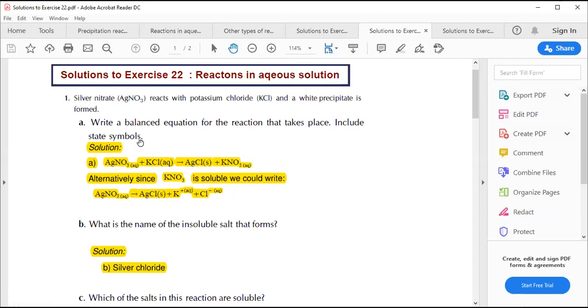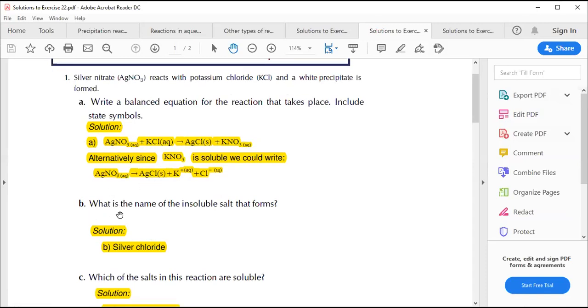Clear? Right, then the next one says, what is the name of the insoluble salt that forms? So you're going to check here, the insoluble salt is your solid, the one that is forming a solid, which is AgCl, which is your silver chloride. So that's the one that forms an insoluble salt. So the answer is silver chloride.